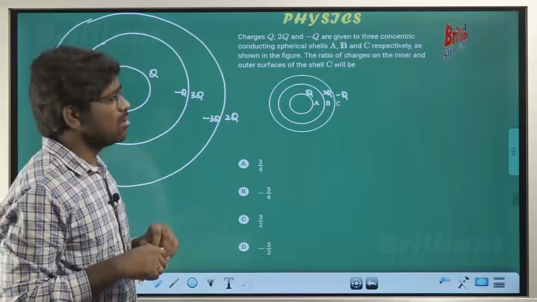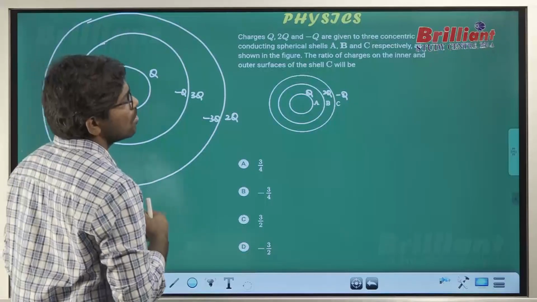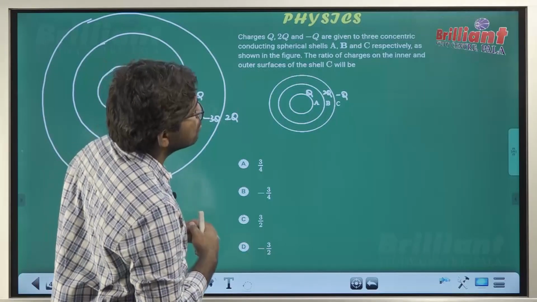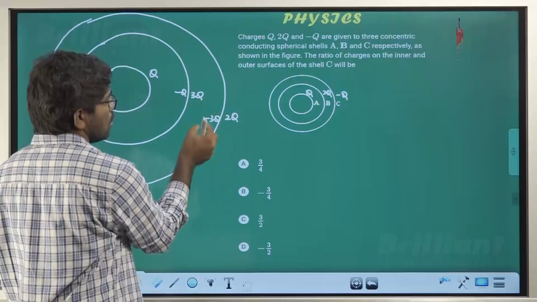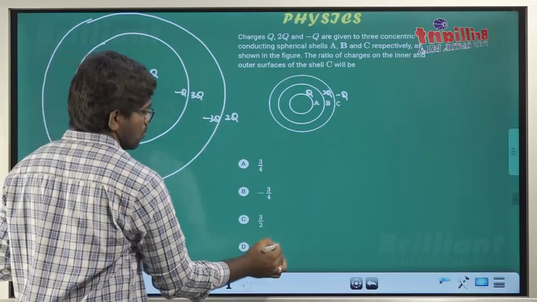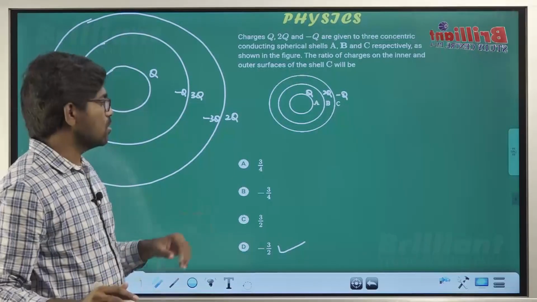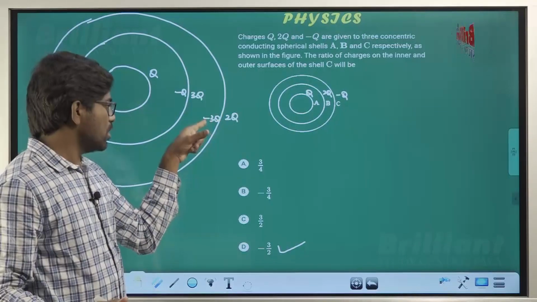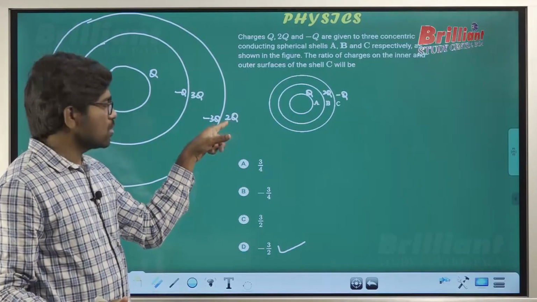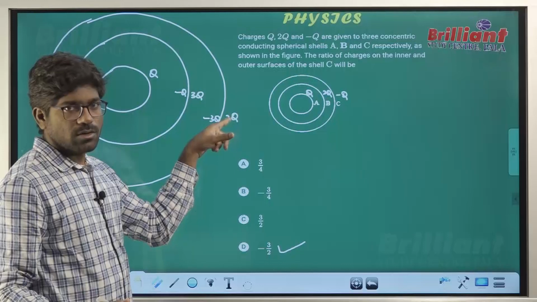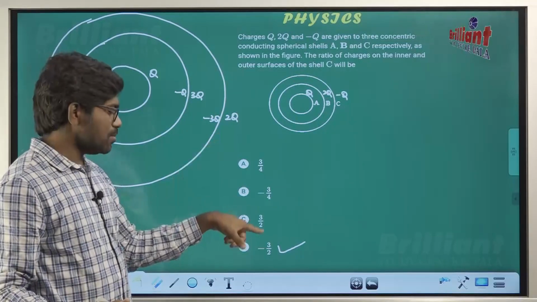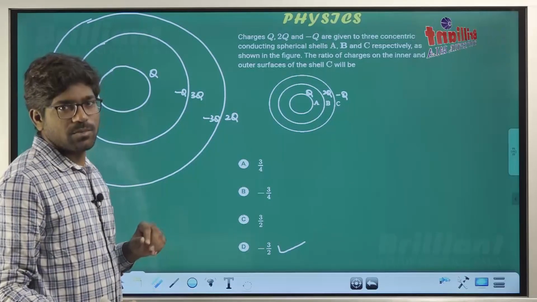That's it, simple. What is the ratio, inner to outer? Inner and outer, how much? Minus 3 by 2. Careful. Minus 3 by 2. Understand?